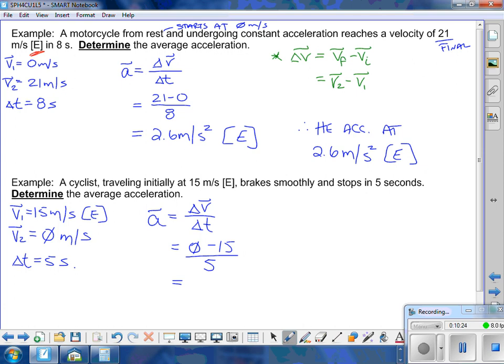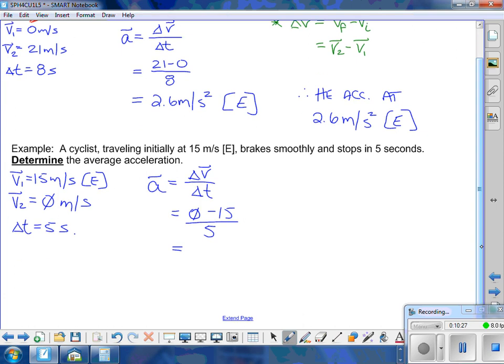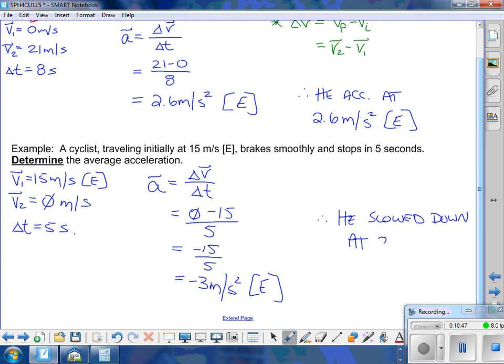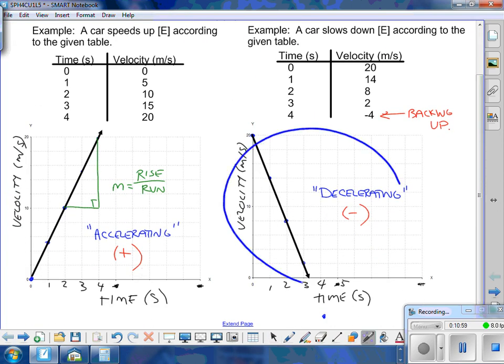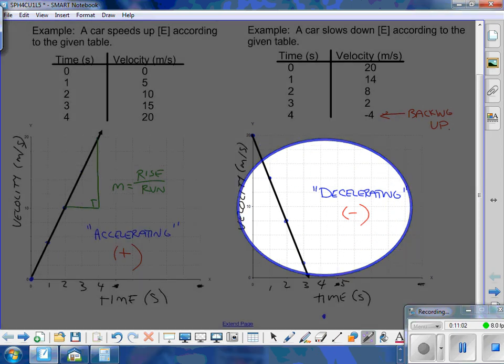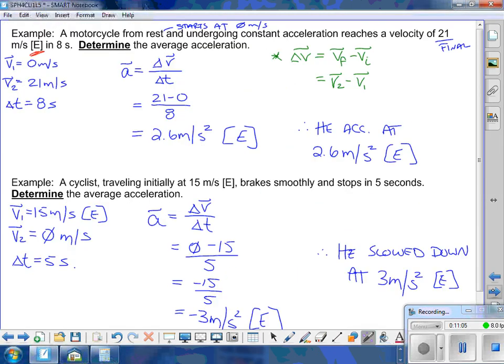And the whole key here: 0 take away 15 is negative 15, and you always check that with the calculator. We're going to end up with a negative acceleration. All right, so therefore, he slowed down at 3 meters per second squared, and we'll go east. Why do we end up with that negative? It's because we are decelerating. So it makes sense that the formula produces a negative result. If you're slowing down, your acceleration will give you a negative result.